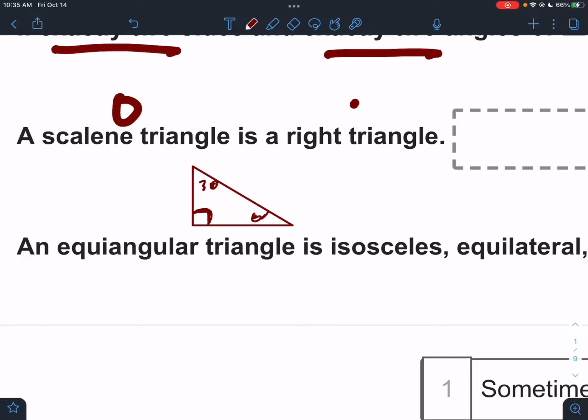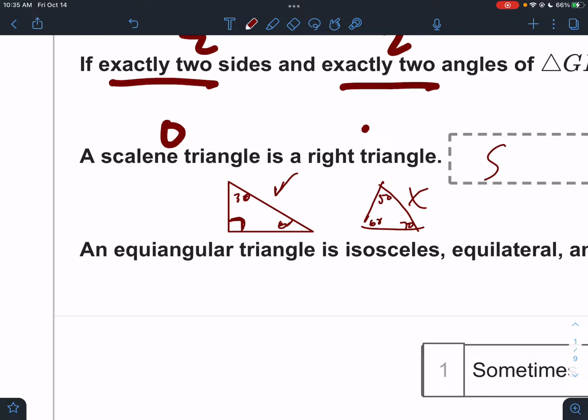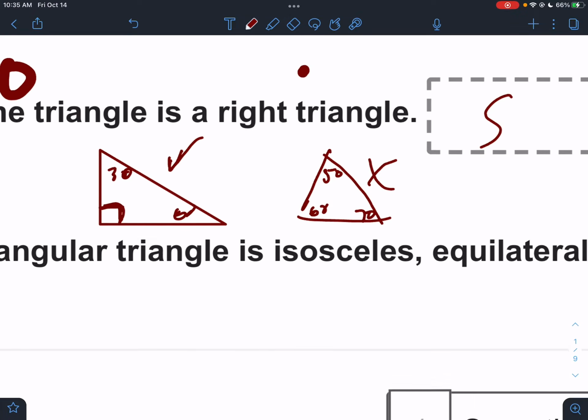If 0 angles are equal, could one of them be 90? Sure. But do they have to be? Could it be like a 50, 60, 70? Is that scalene? So this is an example. This is a counterexample. It's got to be sometimes. Scalene does not have to be a right triangle.